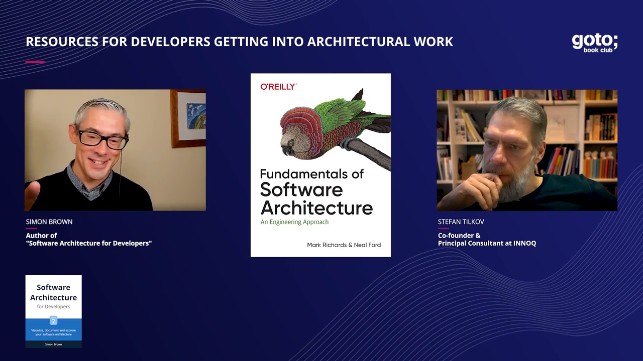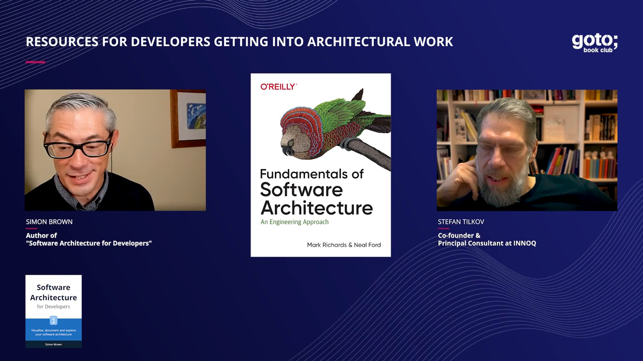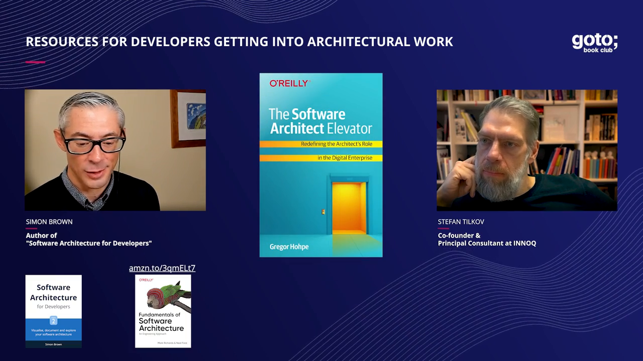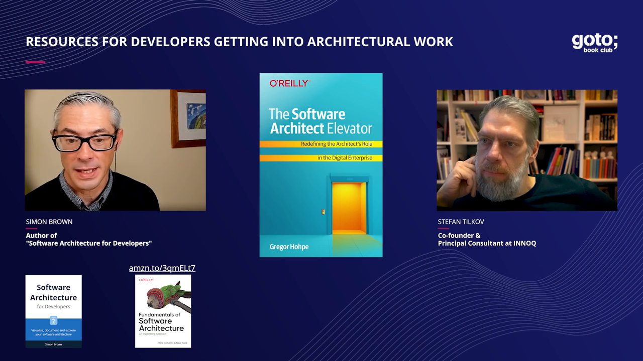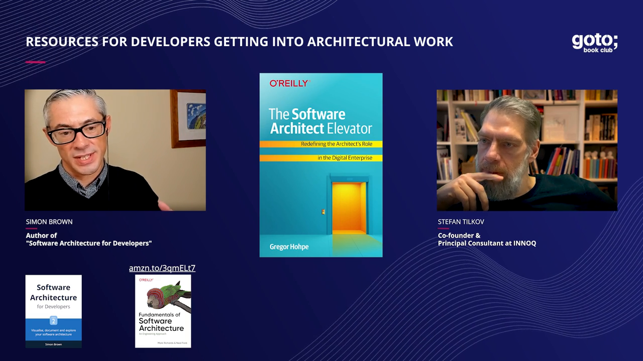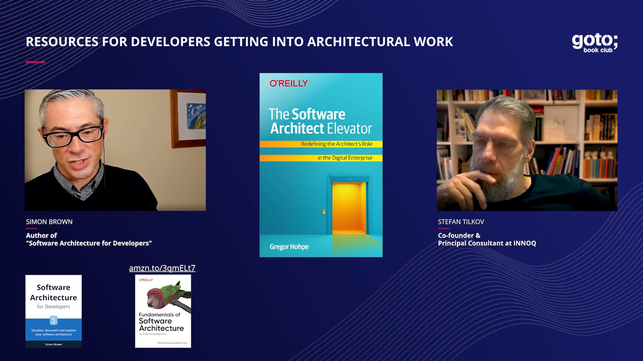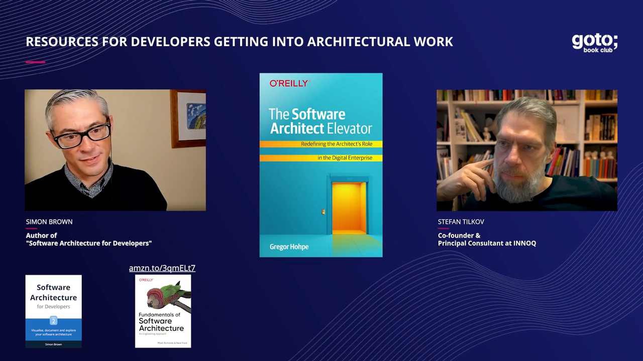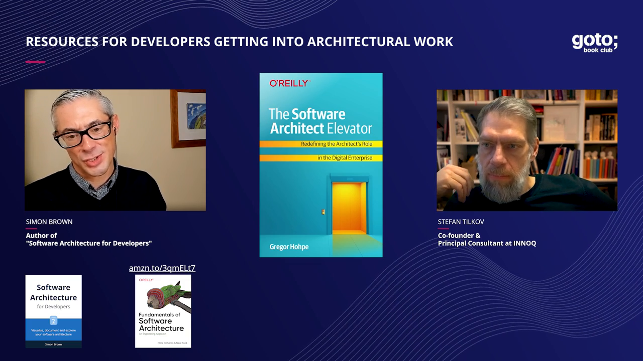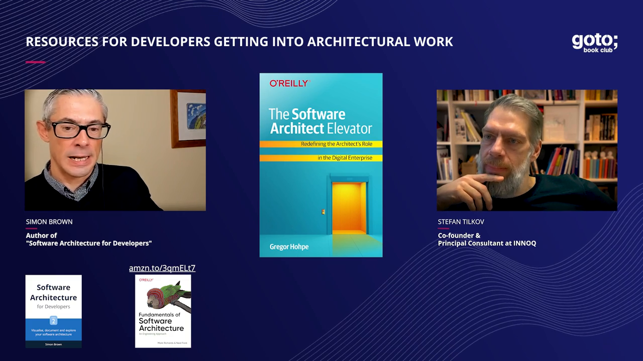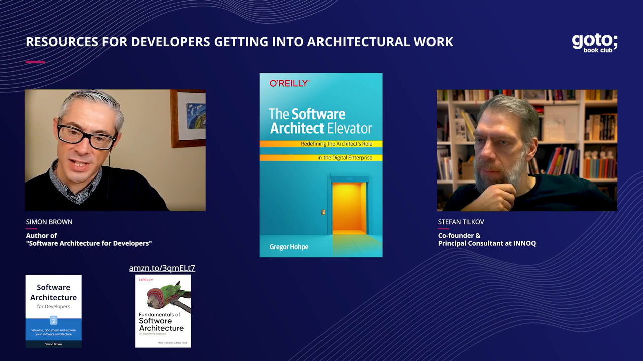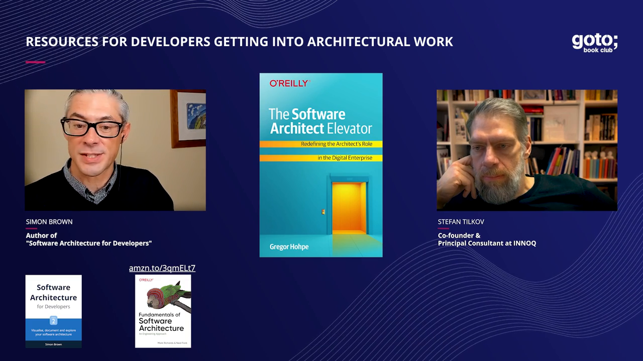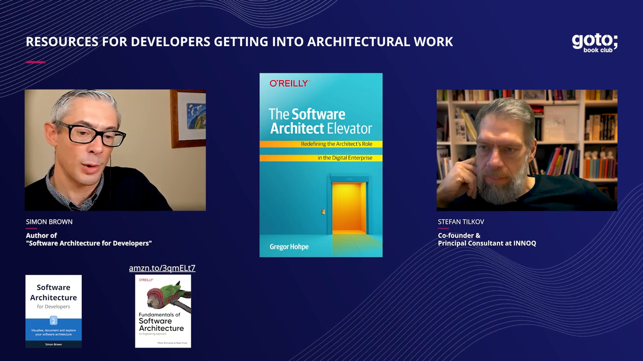Mm-hmm. I can visualize the picture on the front. So yeah, that's a very good book for people looking to get into architecture. Gregor Hohpe has got a book out called The Software Architect Elevator. Mm-hmm. And that's a really interesting book because it talks about the software architecture role, not just from a technical perspective, but in terms of what that role means to the entire organization. Mm-hmm. And it focuses a bit more on soft skills and presentation skills and influence and that sort of thing. So that's another really good resource I'd point people to.